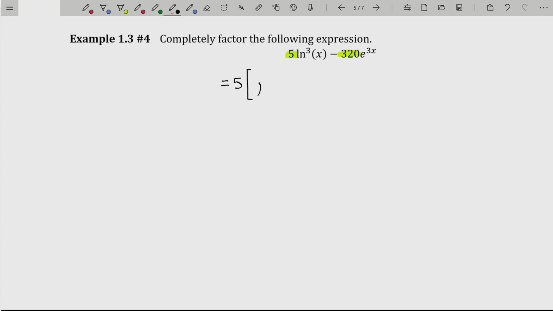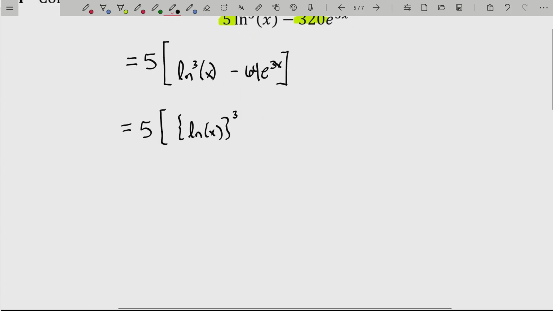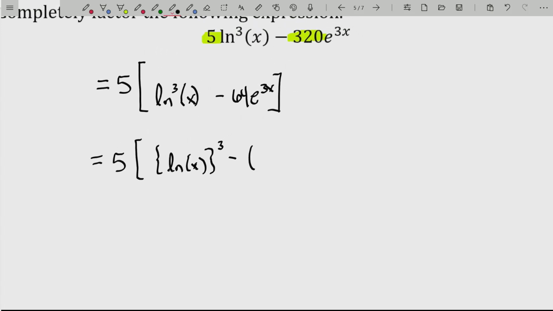That will leave me with a natural log to the third power of x minus, let's see, 5 goes into 100 20 times. 20 times 3 is 60, and then 5 goes into 24 times. So this is 64 e to the 3x. And that is actually a difference of cubes. If you don't see it, it is 5 times the natural log of x being cubed, I think most people would have seen that at least, and then minus 4 e to the x being cubed.